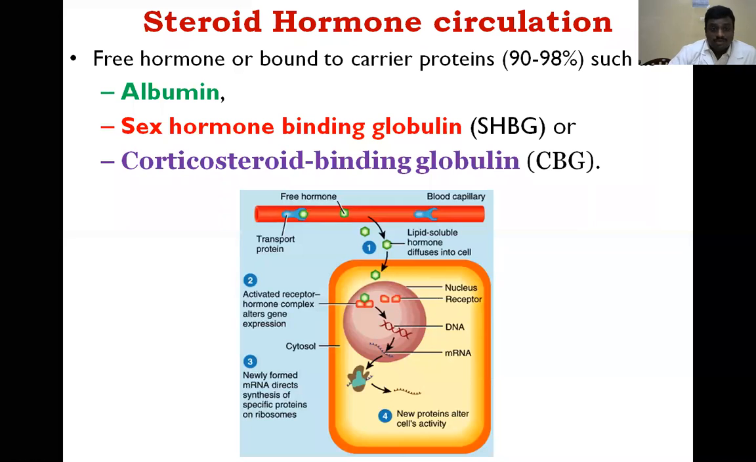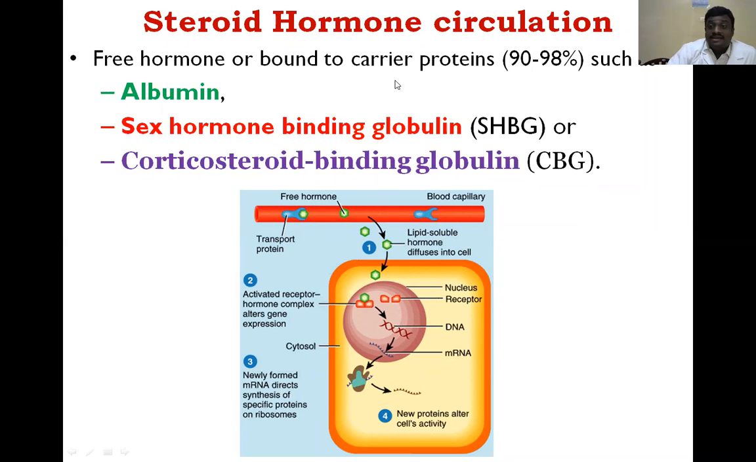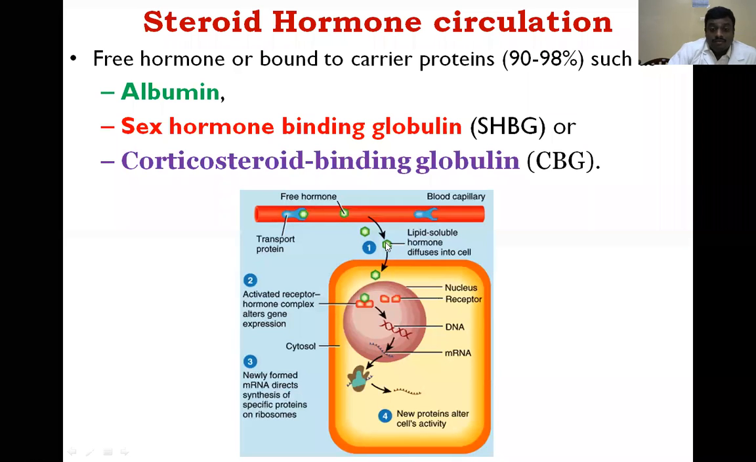Ninety to 98% of these hormones are carried by carrier proteins. What are those? Albumin, sex hormone binding globulin, and corticosteroid binding globulin. So these are all carrier proteins. They carry the hormone from one place to the target cell. Then the hormone that reaches the target cell participates in gene expression and produces new protein for cell activity. Okay.